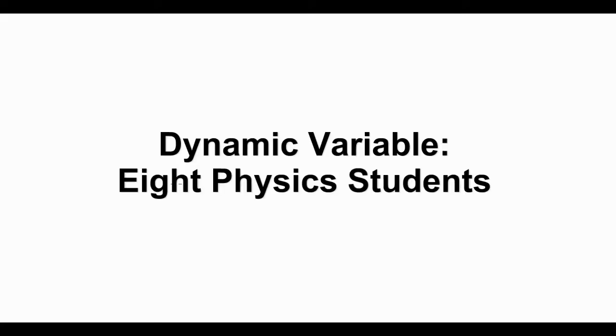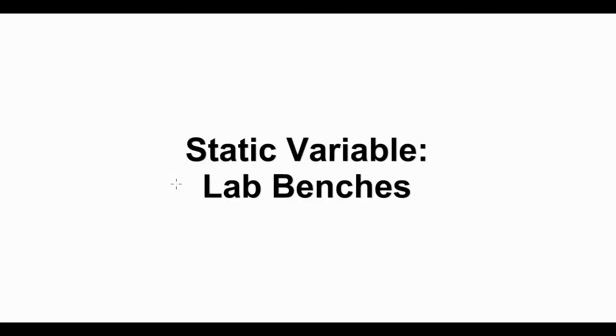So we have 8 physics students, and we know that that's going to be our dynamic variable, and they're going to be divided according to lab benches, and that's going to be our static variable. But what's unusual here is that our dynamic variable is split into categories. So 4 of them are majors, 4 of them are non-majors. So we're going to have to address how to deal with categories of variables instead of just having all of our variables together. We're also going to need to be mindful of who's given to what bench, right?